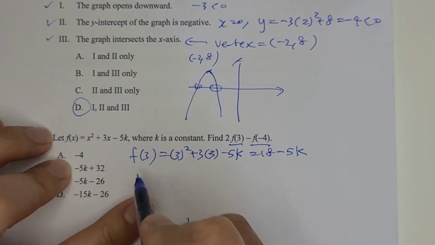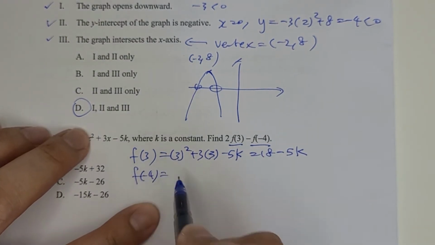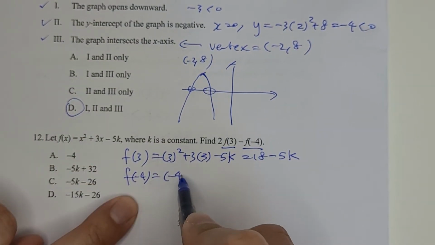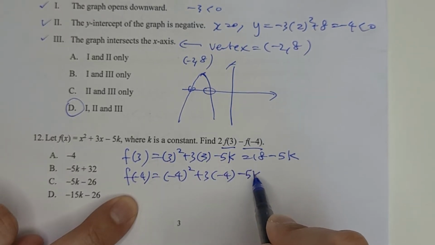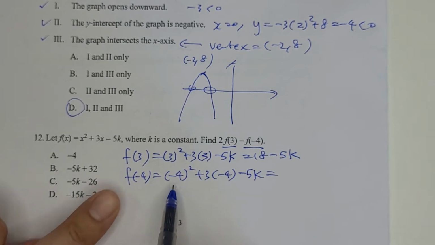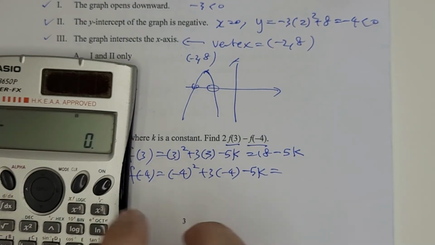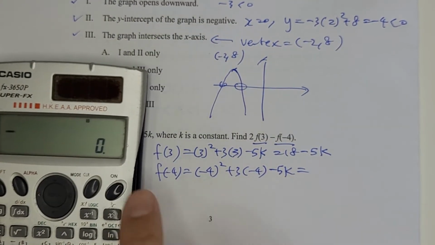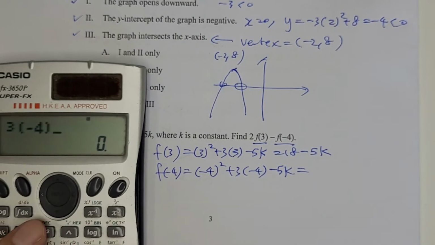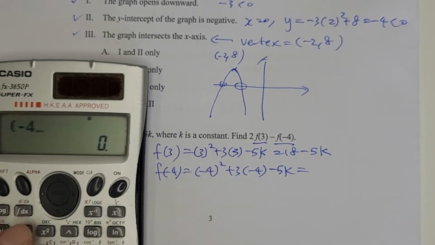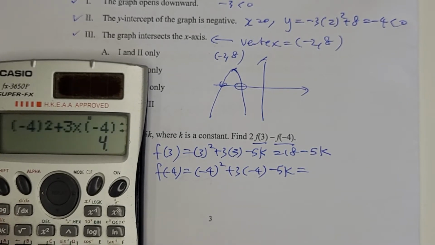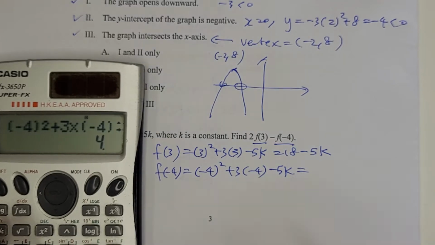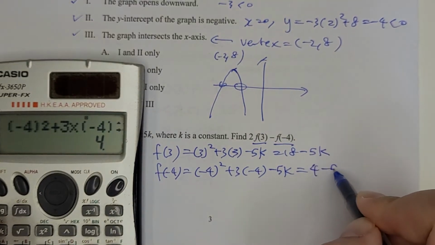Alright. And then what is f(-4)? That is we replace all x by -4. So (-4) squared plus 3 times (-4) minus 5k. And use the calculator. (-4) squared plus 3 times -4. So that will be 4 minus 5k.